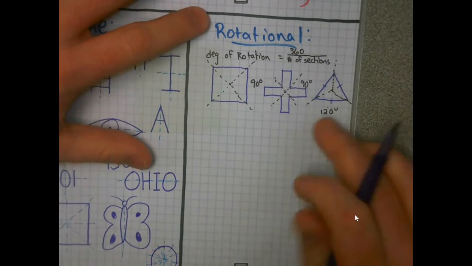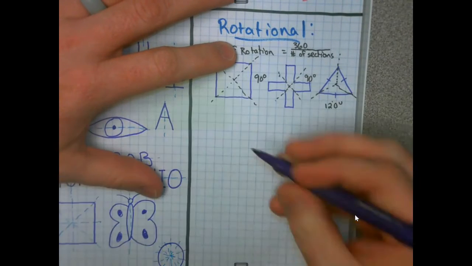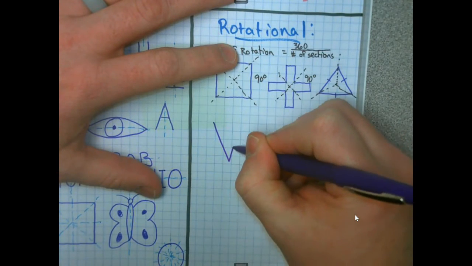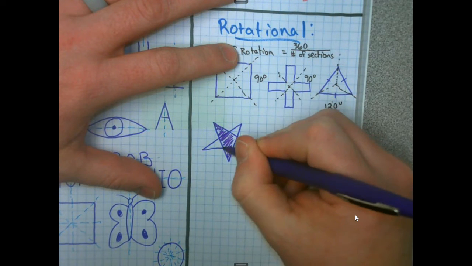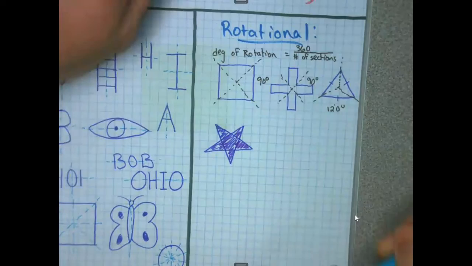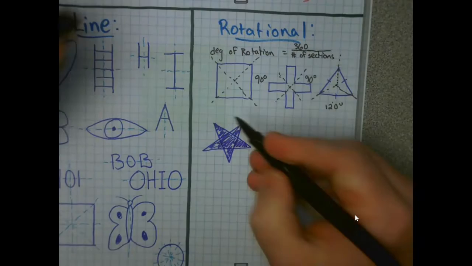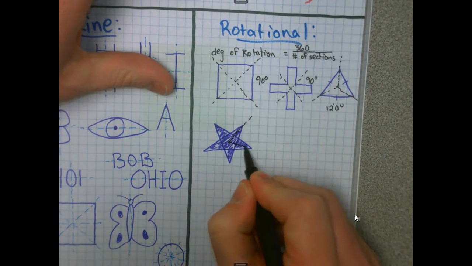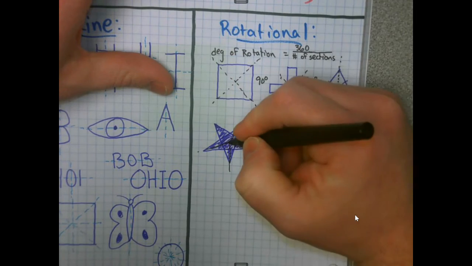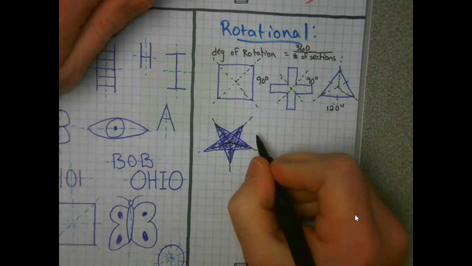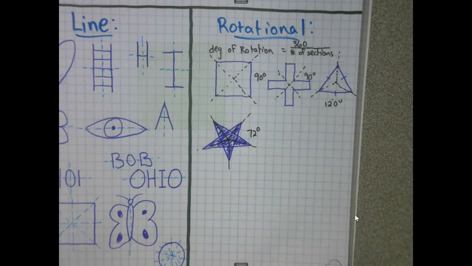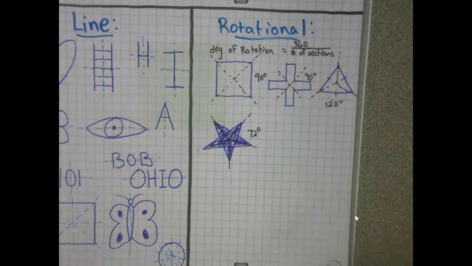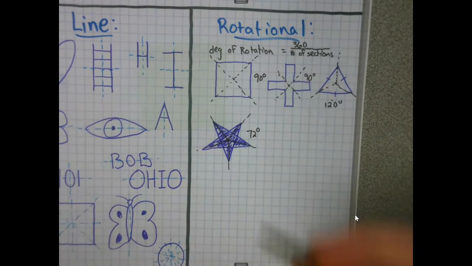Okay, rotational symmetry. We can look at something like a star, a five-pointed star. Okay, if all points were perfect. So then we would have one section, 2, 3, 4, 5. So 360 divided by 5 is 72 degrees. So every 72 degrees, it's going to land on itself. So 72 and 144, it's going to land on itself.